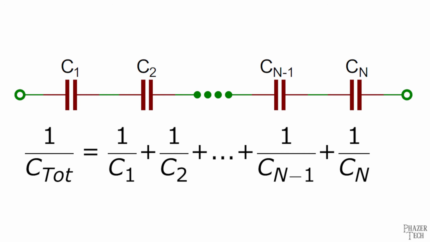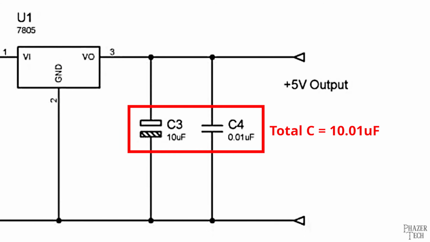But when capacitors are placed in parallel, such as they were in our power filtering example, then their values can simply be added together. But for power filtering applications like this, it's actually better to have multiple capacitors of different values, instead of just a single big cap. This is because small capacitors can deal with high frequency noise, while the large capacitors can deal with the low frequency noise.